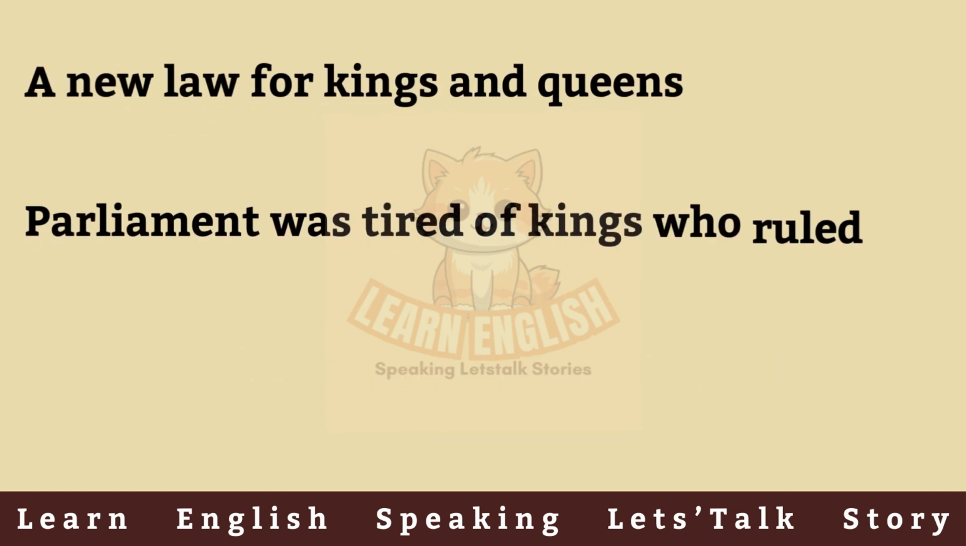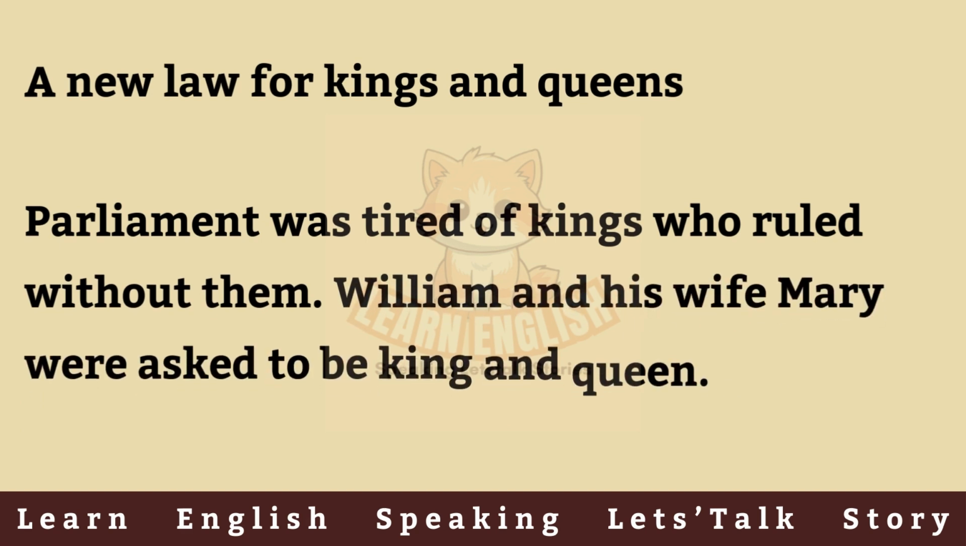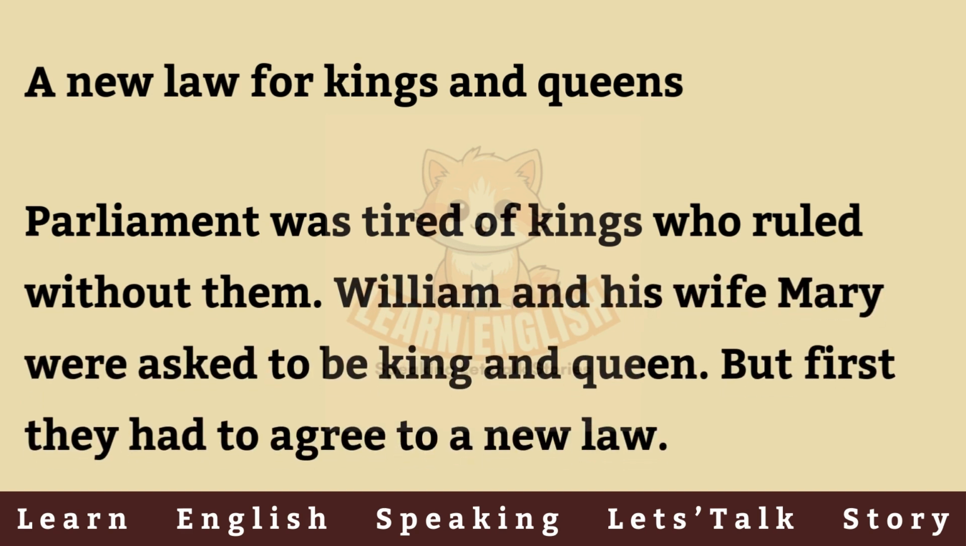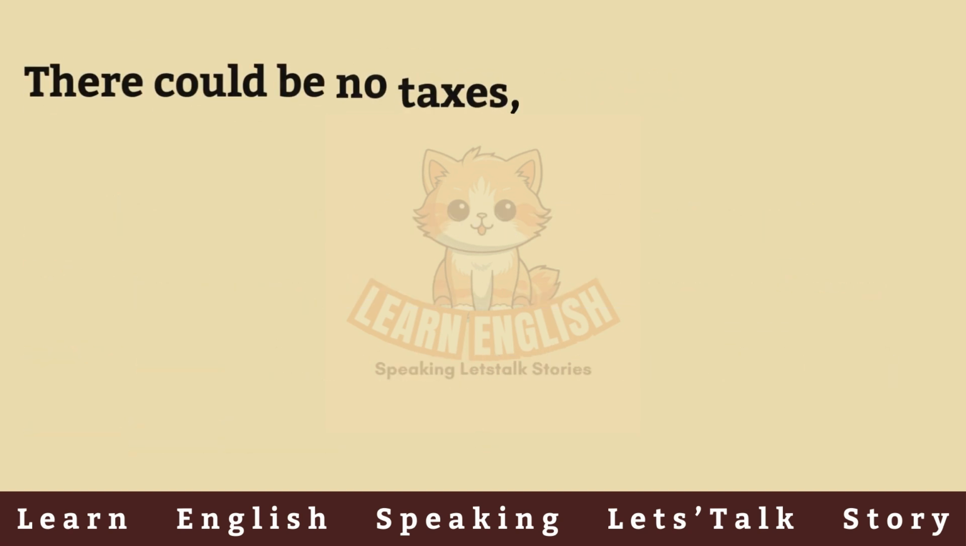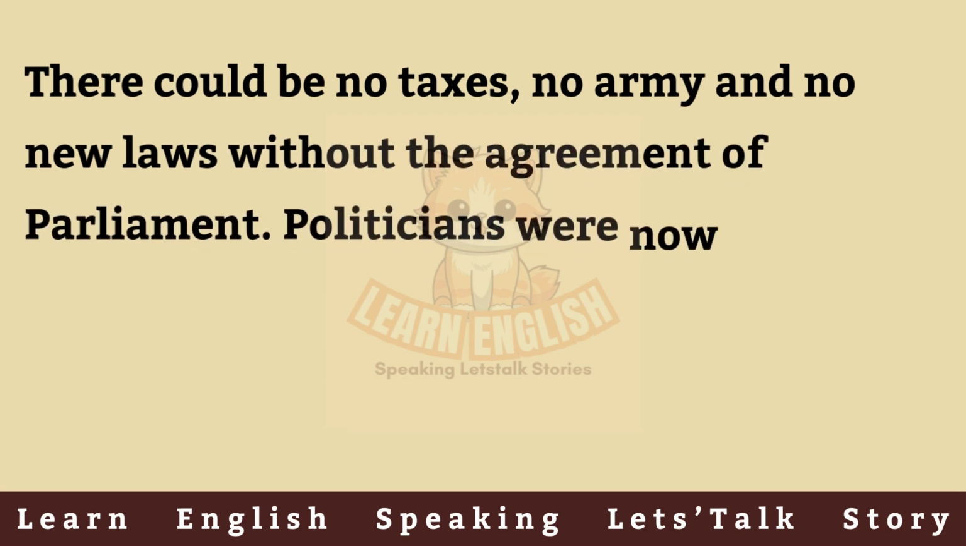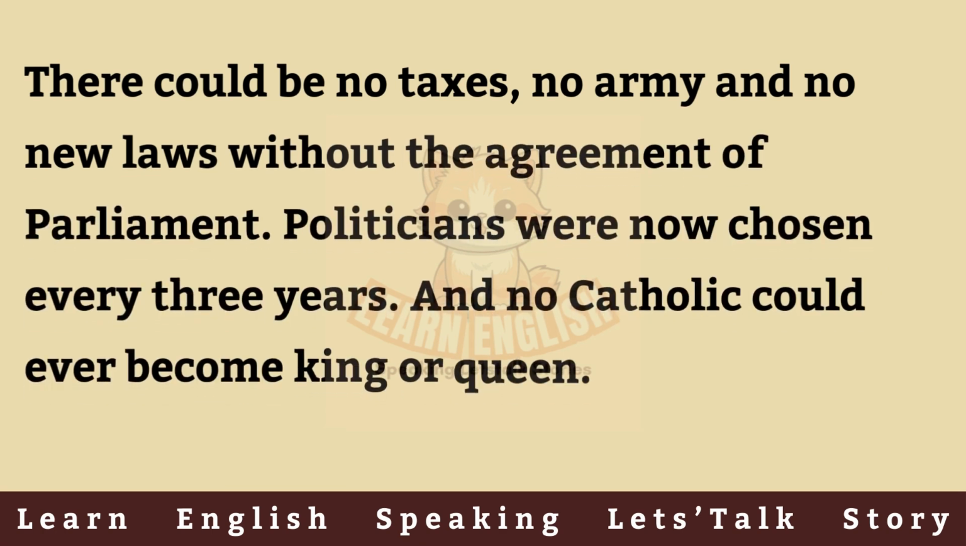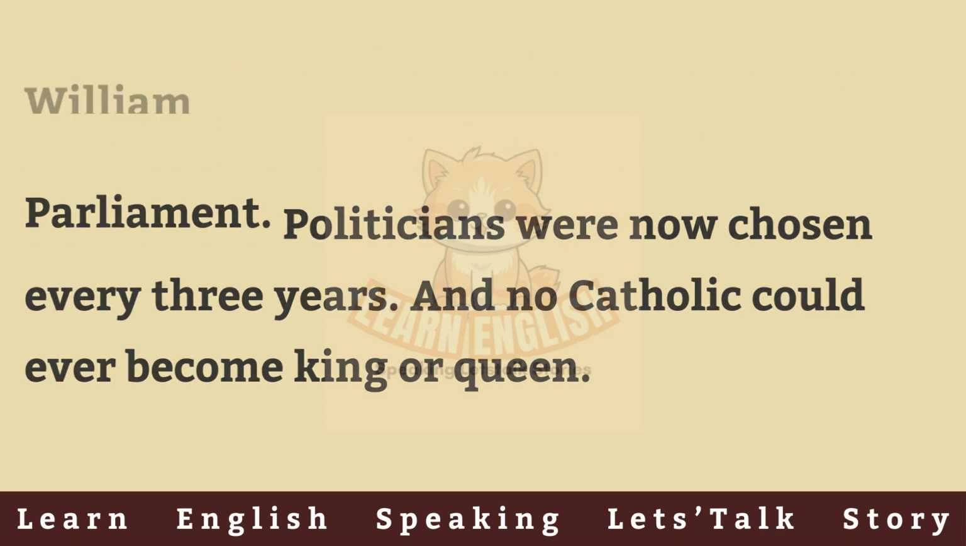A new law for kings and queens. Parliament was tired of kings who ruled without them. William and his wife Mary were asked to be king and queen. But first they had to agree to a new law. There could be no taxes, no army, and no new laws without the agreement of Parliament. Politicians were now chosen every 3 years, and no Catholic could ever become king or queen.